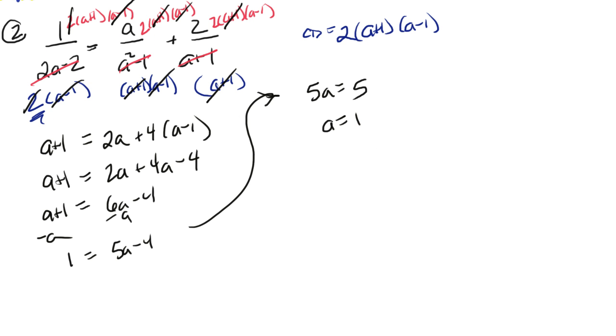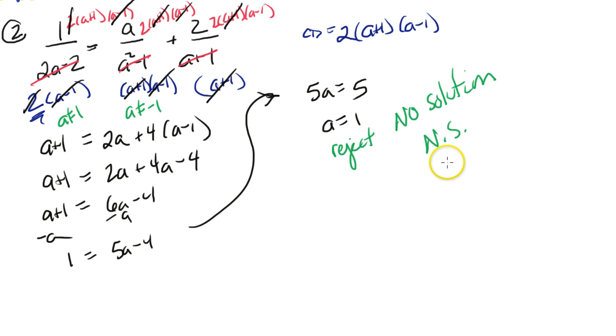At the very beginning, we said you can't be undefined. So if you look up here in this first part, a can't be 1. a can't be negative 1. This is a equals 1, so it's a reject. So I have no answer. There's no solution. So you can write no solution. Sometimes you'll see it as NS. You can see it as the null set, or you might see it as the empty set. It all means the same thing. So that's it. Thanks.